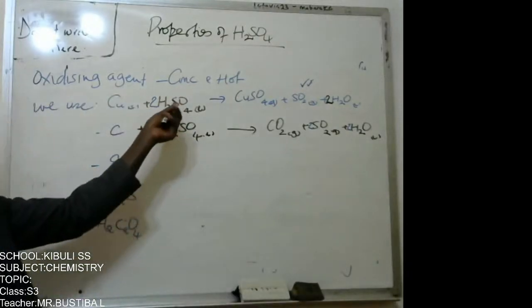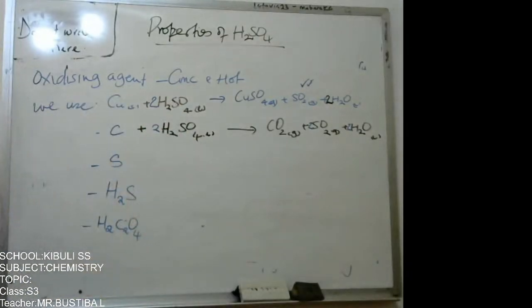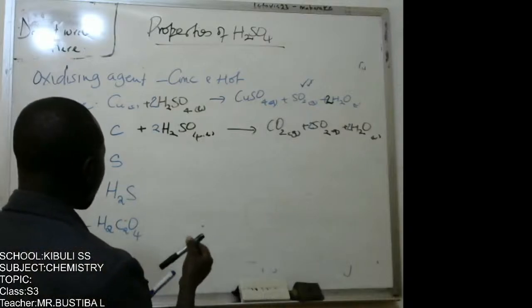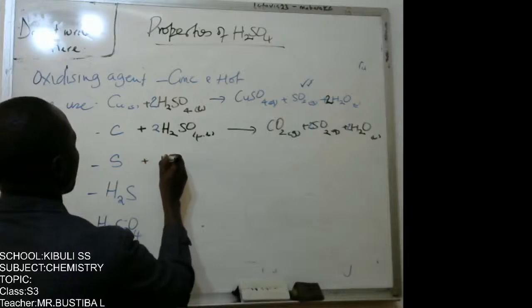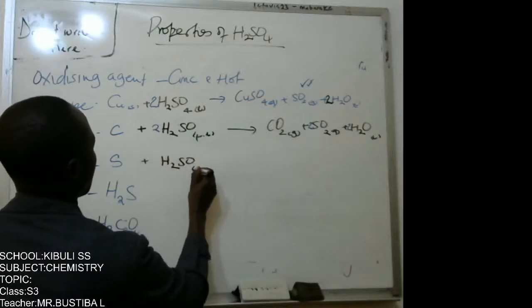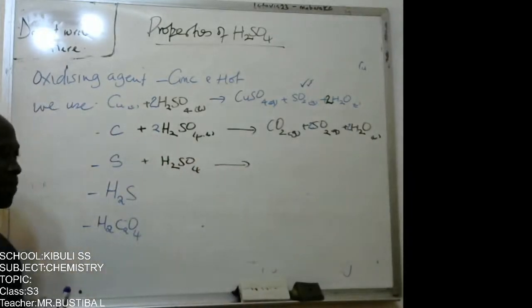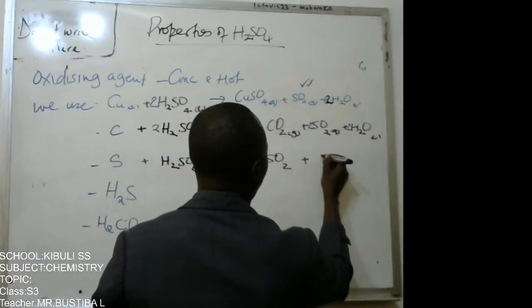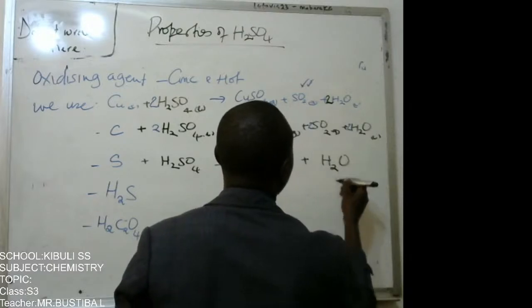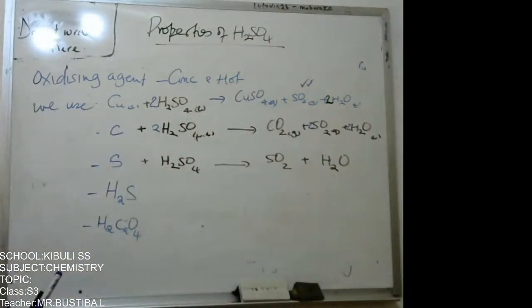I can use this relationship to predict the third equation. Wherever there is oxidation, we shall need 2 moles of sulfuric acid. Let us see. Sulfuric acid, when heated with powdered sulfur, what does it give us? It's going to give us sulfur dioxide. And what else do we expect? We expect strictly water to be formed.